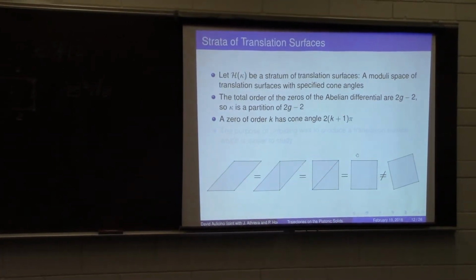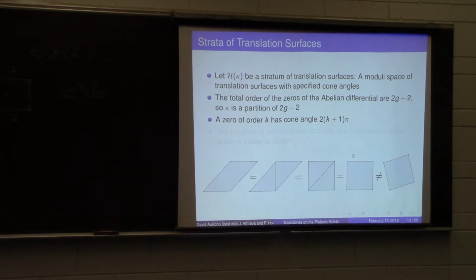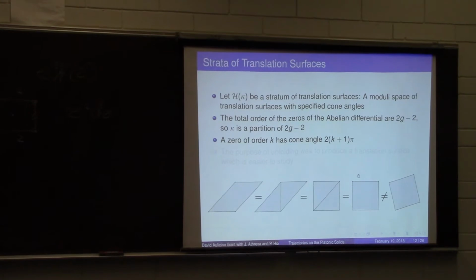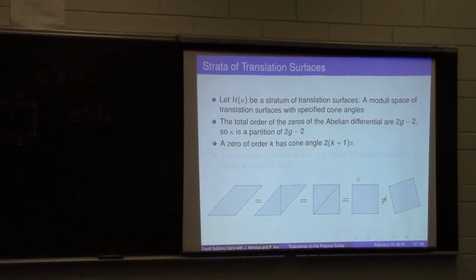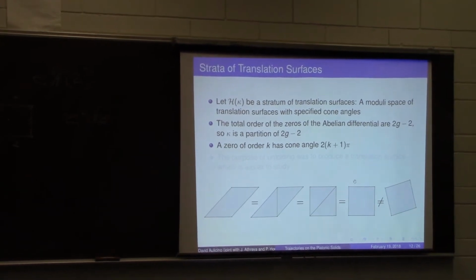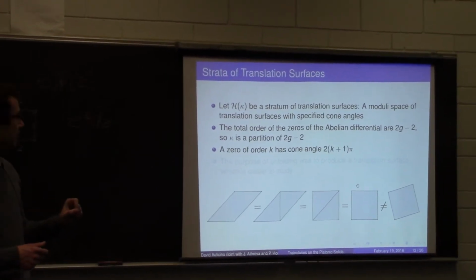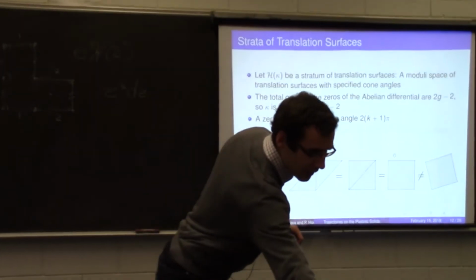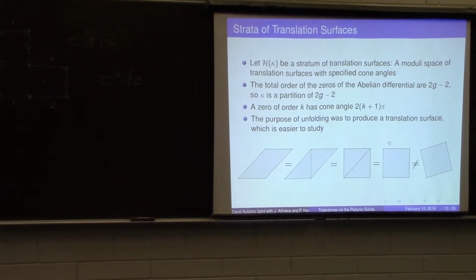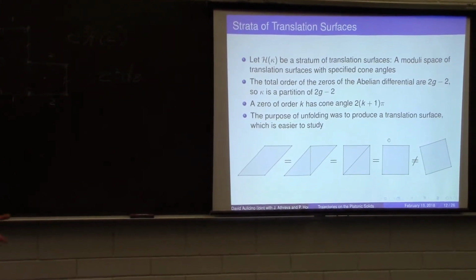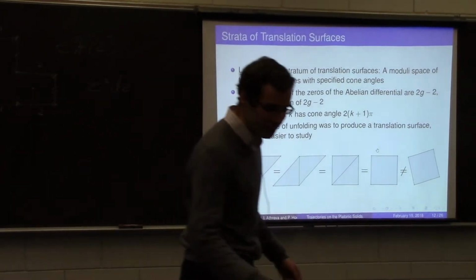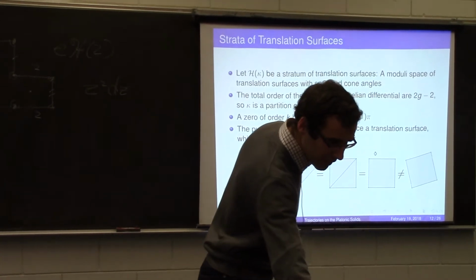And that's actually very good for us because I want to consider trajectories. If I were identifying everything in every direction, that would be bad because I wouldn't be able to tell which direction my trajectory was going in. So those are going to be different points, but all of those are going to be the same. Questions? And so the purpose of the unfolding was that it produced a translation surface. And this is going to be a lot easier to study because there's an entire field of translation surfaces with a lot of very powerful theorems. Okay.